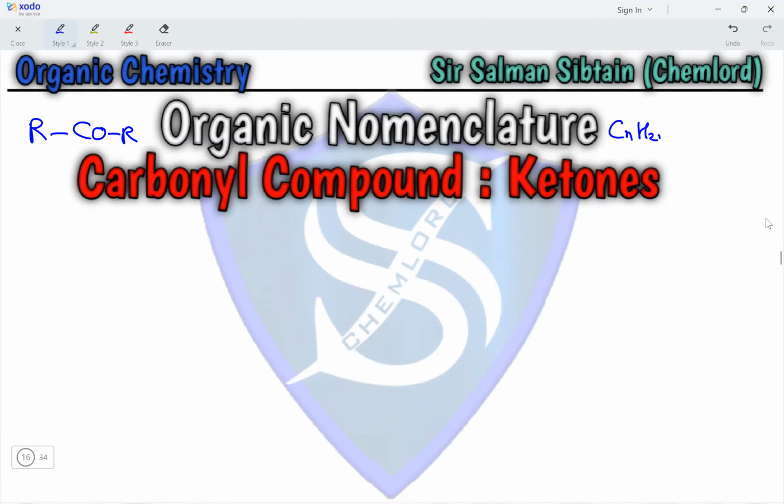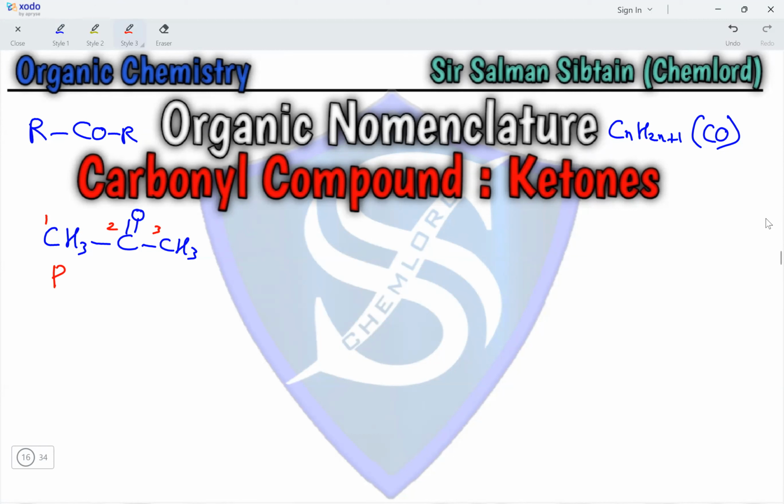And the general formula of this compound would be CnH2n+1 CO CnH2n+1, because CnH2n+1 would be on both sides of the C double bond O group. So in order to name this compound, since there are two R groups present on either side of C double bond O, the least number of carbon atoms in the smallest ketone would be 3. So this would be CH3 CO CH3. And the name of this compound, numbering it from left to right or right to left would be the same thing. So 1, 2, 3.